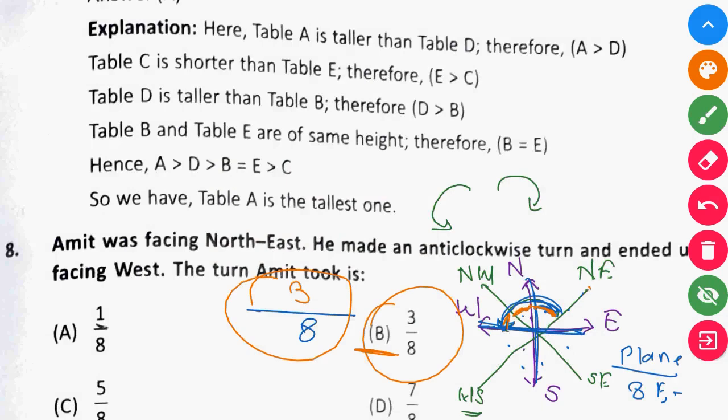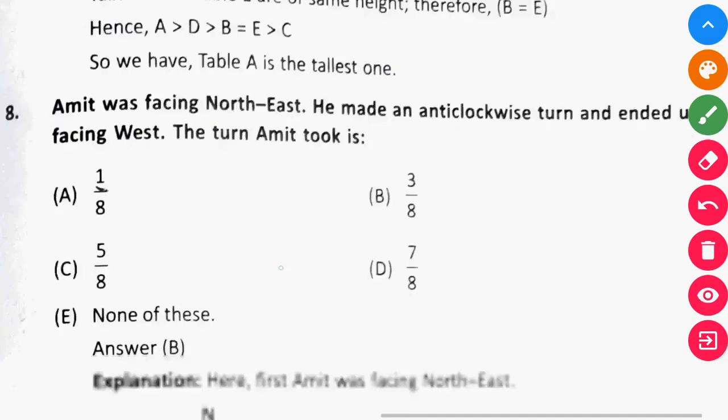So if the question is like that, after facing northeast he takes a clockwise turn and he ends at west, how many turns is he taking? 1, 2, 3, 4, 5. So your answer is 5 by 8, if clockwise. But they had asked anti-clockwise. So your answer is 3 by 8. Okay.